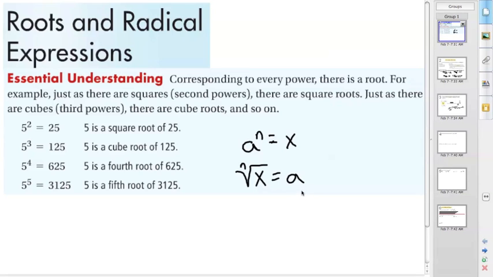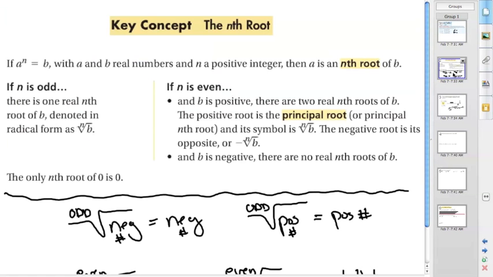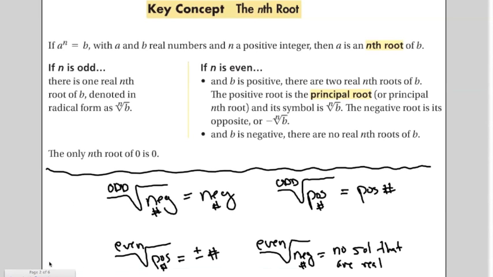If you're a little confused, I'm going to give you some concrete examples, but before we do that, you have to know a couple rules. A couple rules say that if a to the n equals b, a and b are real numbers, n is a positive integer, then a is an nth root of b. But if n, your index, is odd, there's only going to be one real root. And if n is even, you're going to have two solutions, both positive and negative, because when we were dealing with solving quadratics, obviously the square root of 4 is both plus minus 2.